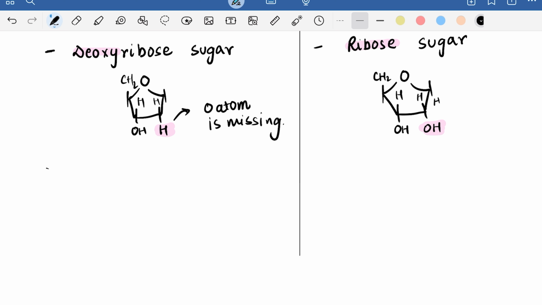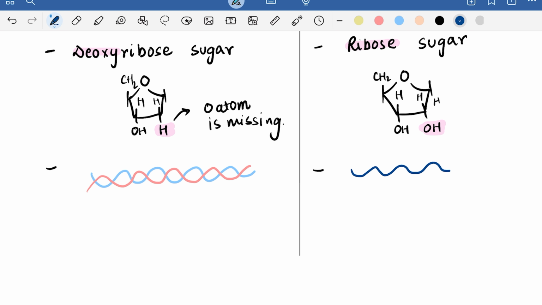Another key difference is that DNA is usually a double-stranded helix while RNA is a single-stranded molecule. Though in some viruses, RNA can also be double-stranded or DNA can also be single-stranded.